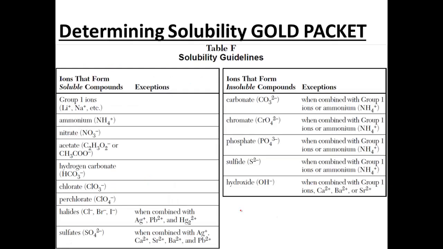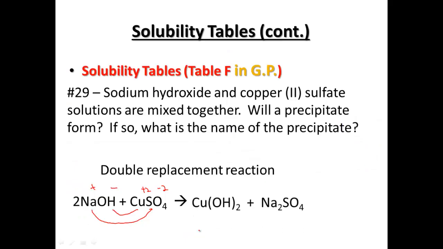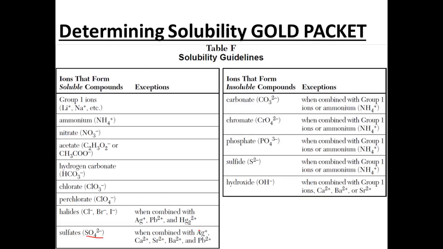So looking back, all of our sulfates, where did the sulfates go? All the sulfates are soluble except when they're combined with these elements. And then our other one, all of our hydroxides are insoluble except when they're combined with these elements.